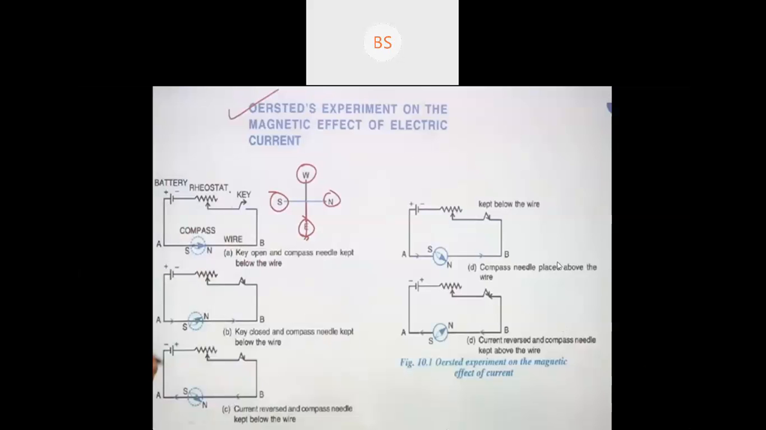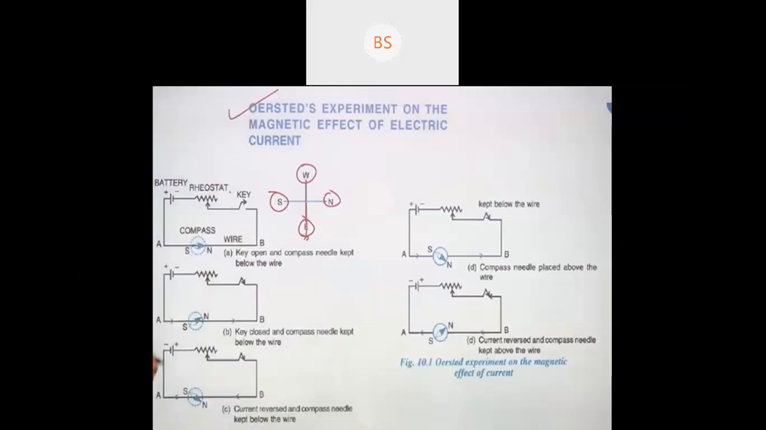So have you understood the concept of Oersted experiment? Any doubt here? So what he observed is that a current produced a magnetic field around it. A current, or you can say a moving charge, produces a magnetic field around it. This is called the magnetic effect of current. When he conducted the experiment accidentally, he observed that a current, a moving charge, produces a magnetic field around it. This is called the magnetic effect of current.